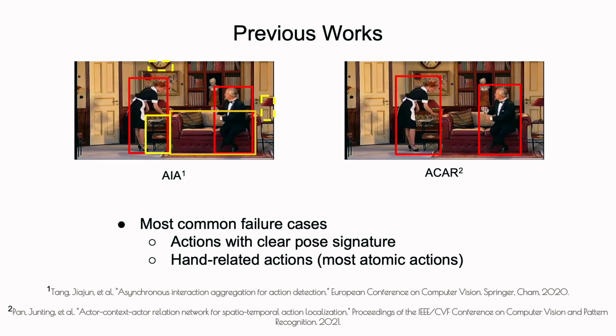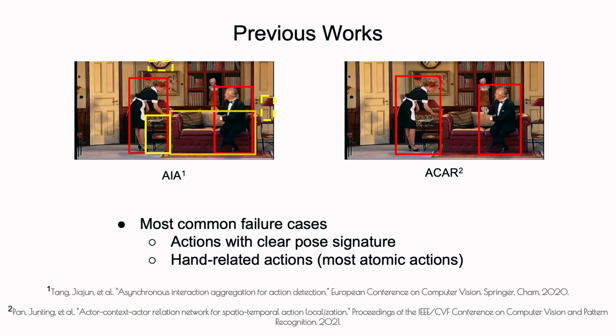Previous works have attempted to reframe action as interaction. AIA, for instance, computes two kinds of interaction: person-person interaction and person-object interaction. And they do so using objects that have high confidence score. But as you can see here, high confidence score does not mean useful.